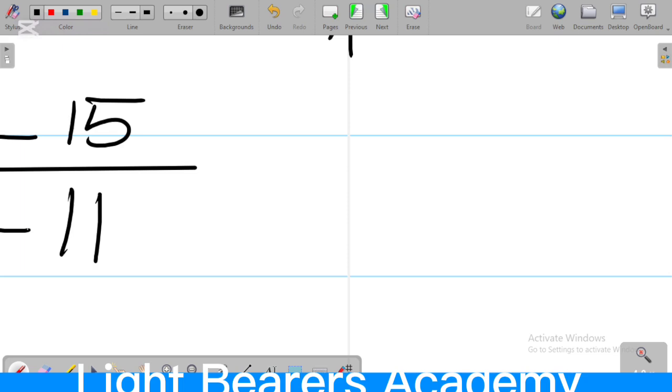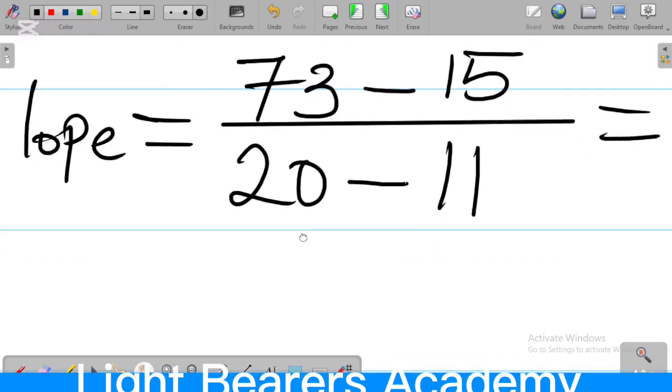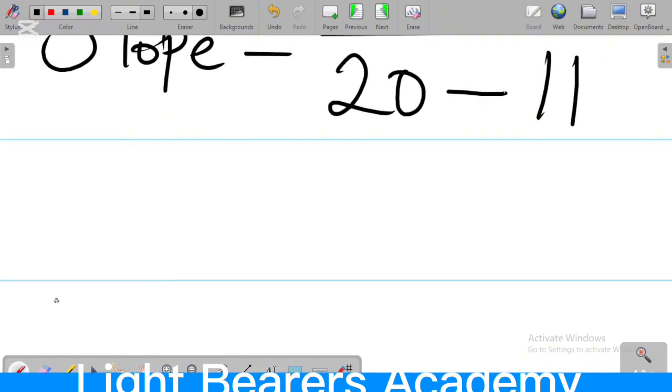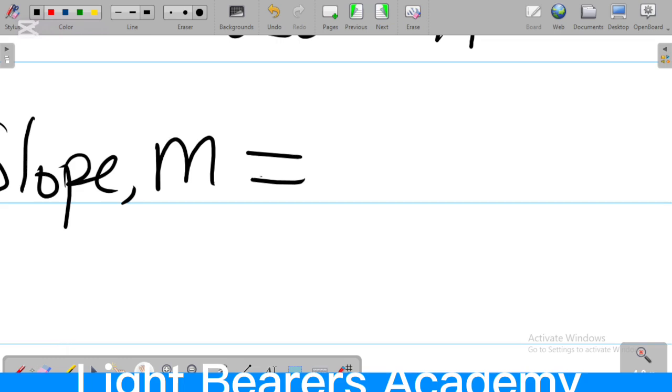So 73 minus 15 is what? Is 58. And then divided by 20 minus 11 is what? 9. So 58 divided by 9 is what? So therefore our slope M is equal to what? 58 divided by 9 is 6.44.